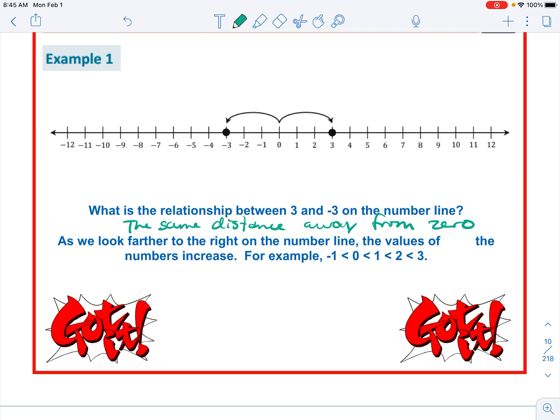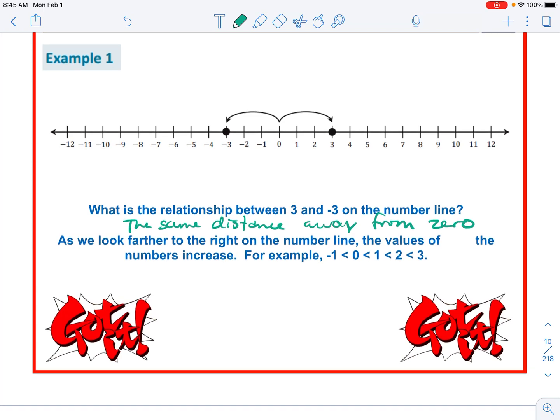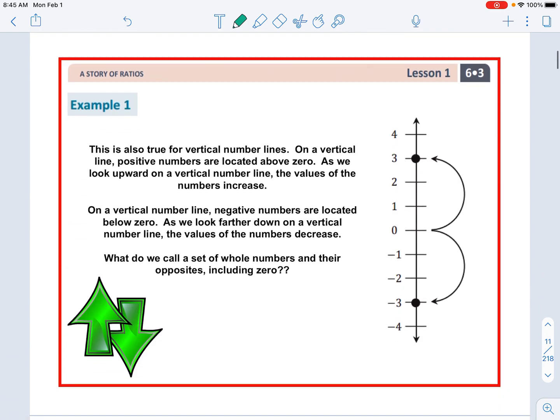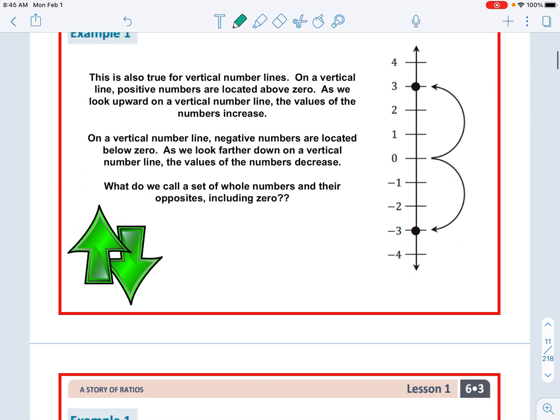As we look farther to the right on the number line, the values of the numbers increase. For example, negative 1 is less than 0, 0 is less than 1, 1 is less than 2, and 2 is less than 3. Okay, now let's look at example 1.